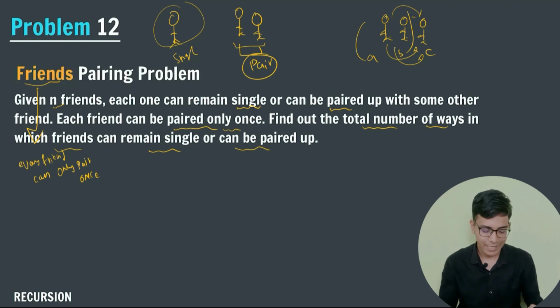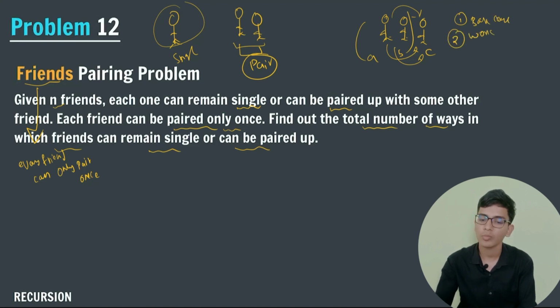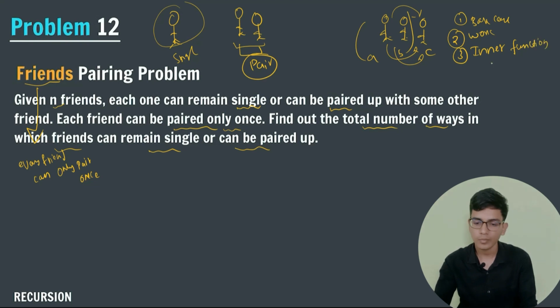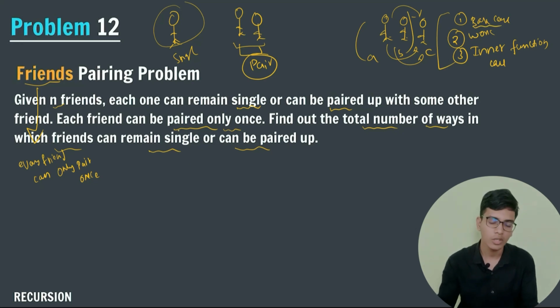Okay, so yeah, now let us understand the three things. The three things are, first of all, we need to understand our base case. After that, what work I am going to perform, this is very similar to our tiling problem. The third one is understanding our inner function call. Right, these three things we have to understand. To understand the base case, let us take a scenario, let me first of all clear this.